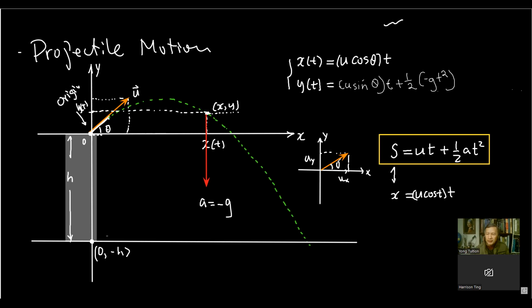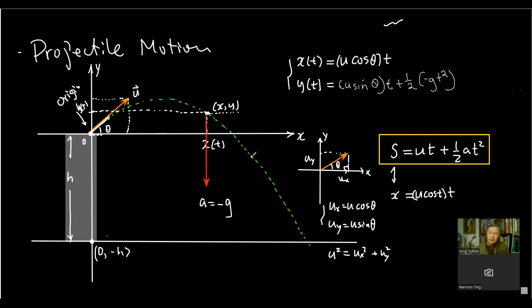If this is theta, then Ux will be U multiplied by cosine theta, and Uy will equal U multiplied by sine theta. No trouble with that. And more importantly, implied by this right-angle triangle, U squared must equal Ux squared plus Uy squared. Do you agree? This is for the initial condition.